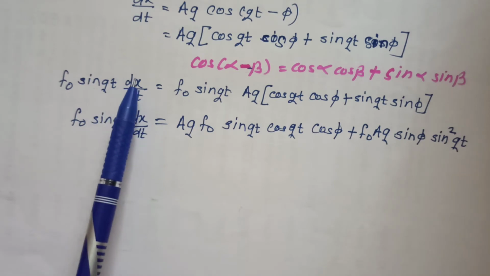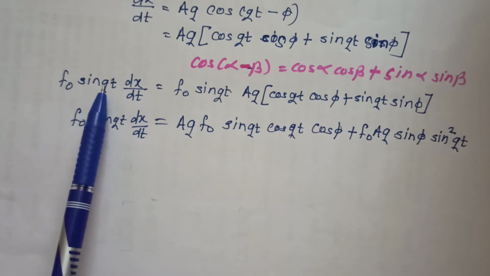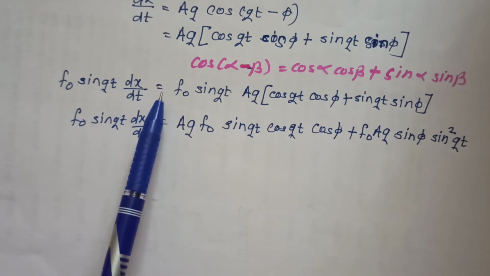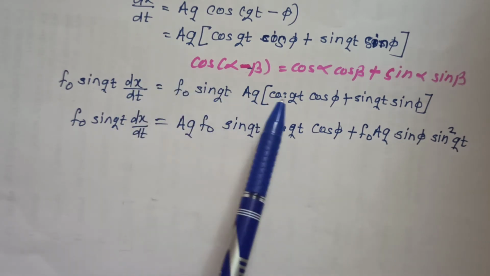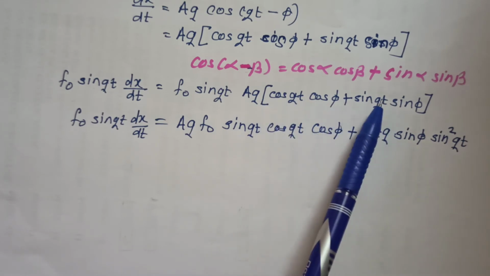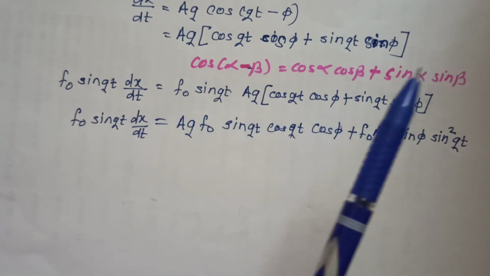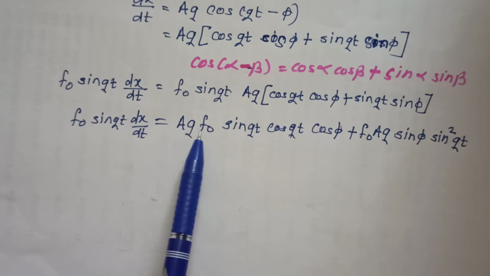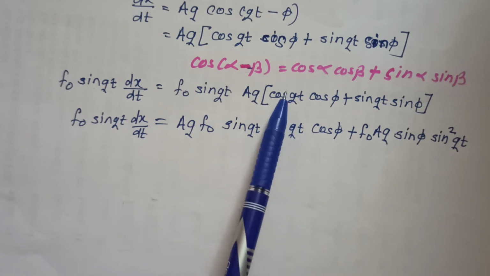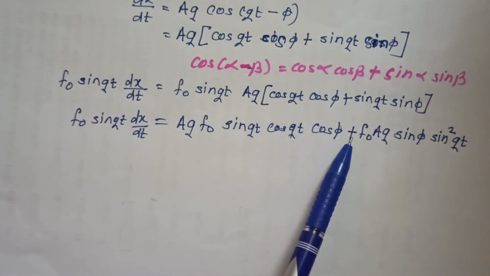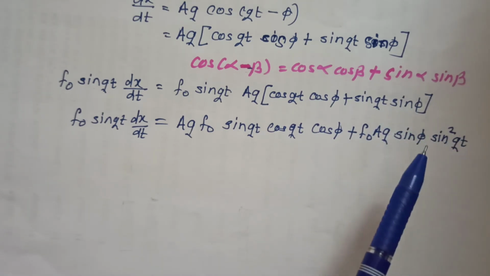Now consider F0 sin qt dx/dt. Put the value of dx/dt in this term: F0 sin qt times aq [cos qt cos φ + sin qt sin φ]. Multiplying inside the bracket, we get aq F0 sin qt cos qt cos φ + F0 aq sin φ sin² qt.